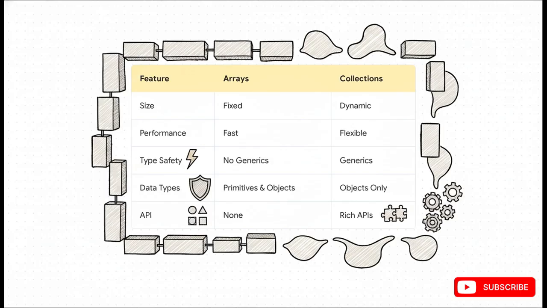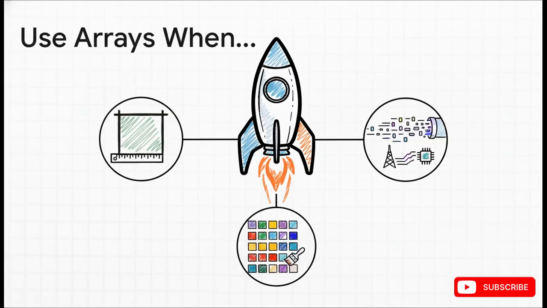A huge win for collections is generics, which gives you that compile time safety so you can't accidentally put, say, a cat object into a list of dogs. And notice the collections can only hold objects, not primitives. Another massive difference.